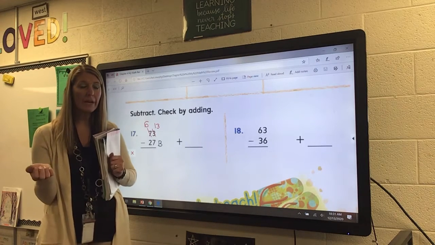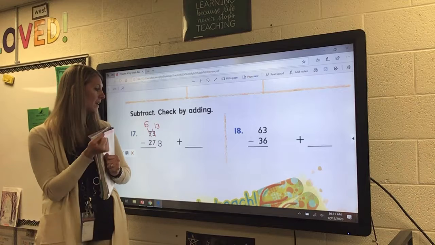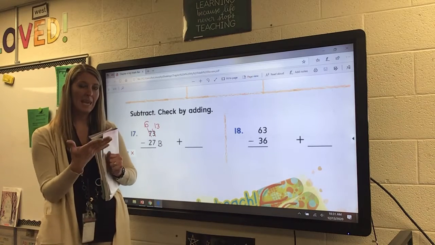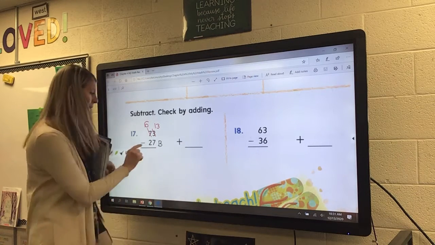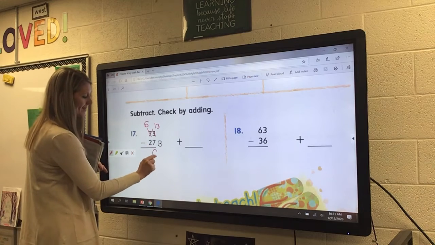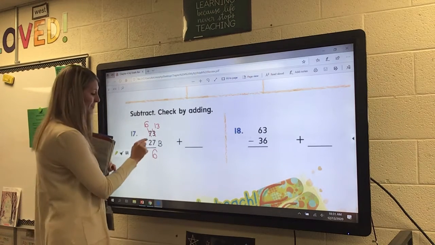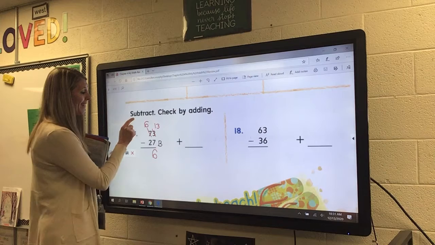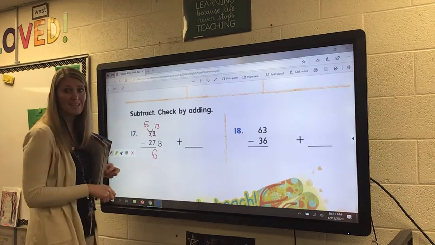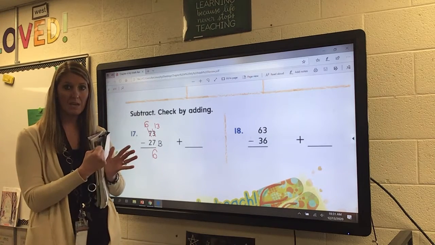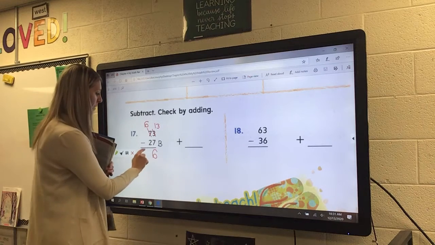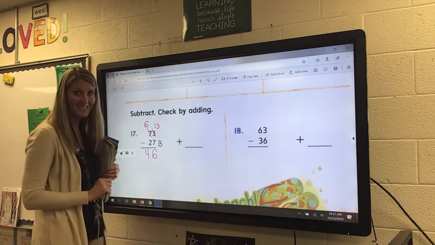I could use my ruler. 13 takes 7 away. 12, 11, 10, 9, 8, 7, 6. So I should have 13 minus 7 is 6. And I know that's right because 6 plus 7 is 13. And then if I go down here and subtract my 10s, I have 6 and I take 2 away. I should have 4. So my answer should be 46.